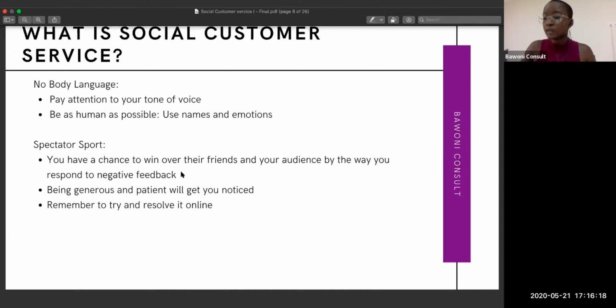Another thing is to be as human as possible. Being as human as possible means using names and emotions. When someone contacts your business Instagram or social media channel, you actually give them a name so that they know who they're talking to. Usually when people interact with brands on social media, they'll say, send us a DM, but you never know who exactly you're talking to. You don't know if it's Ama or Kofi or Maureen. You just know the name of the brand. So it helps to say, my name is Maureen, I would like to help you today. How can I help you? Or how can I help you with this product? Or what question might you have that I can help you with?